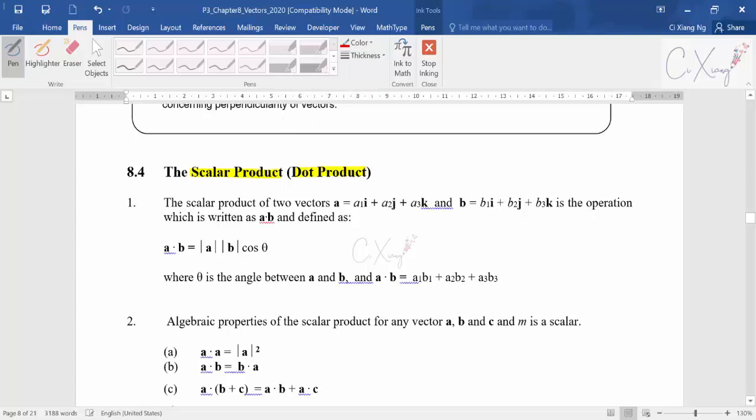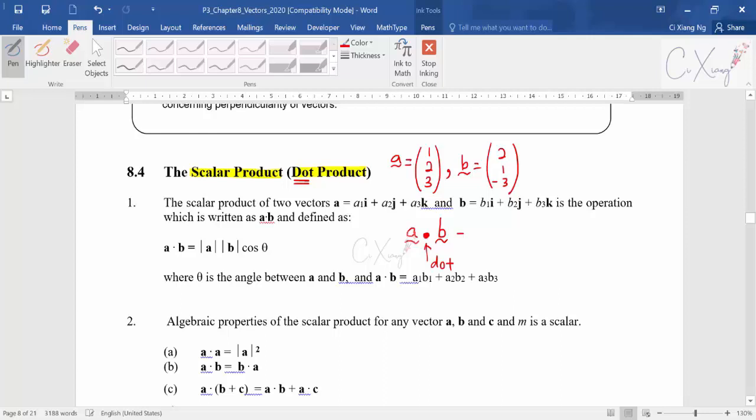Scalar product or dot product means something like this. Let's say I'm having a vector A, which is equal to (1, 2, 3), and also a vector B, which is equal to (2, 1, -3). Then we want to find out the scalar product between these two vectors, which means A dot B. So the symbol is something like this. This one we call the dot, so that's why we also call it the dot product.